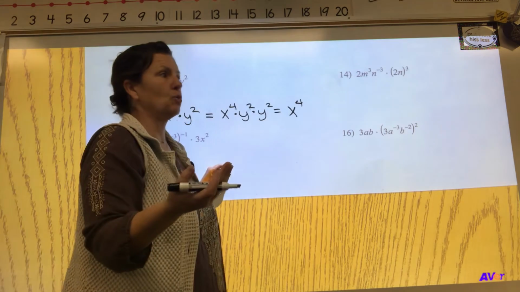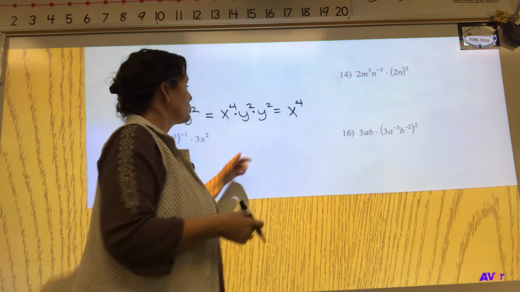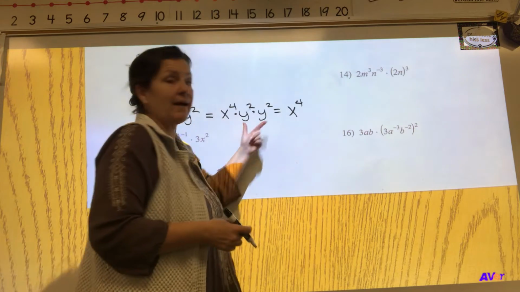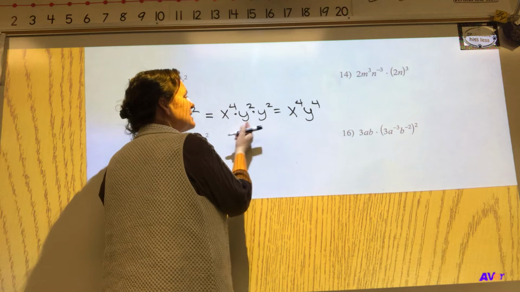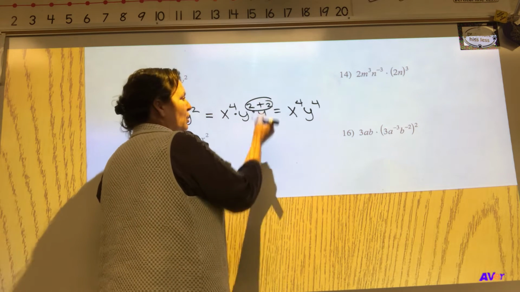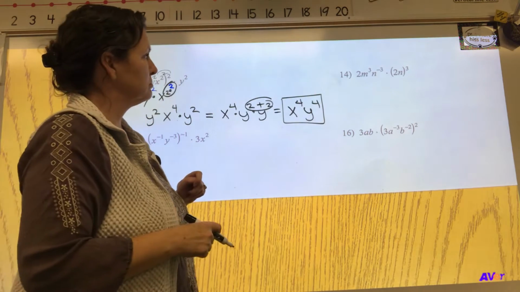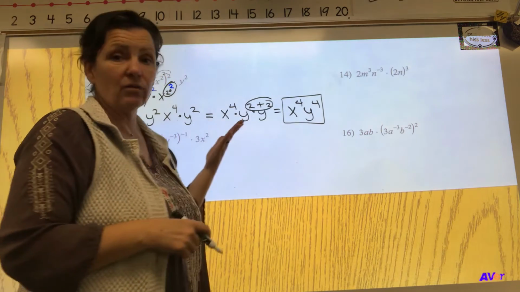Make Y something you can relate to. Gosh, the only thing I can think of is a yak, which is an animal. So I have 2 yaks here and I have 2 more yaks there. It's a lot of yaks. That's 4 yaks to be exact. Because when we have the same base, we have the same animal, we add our powers. Final answer.